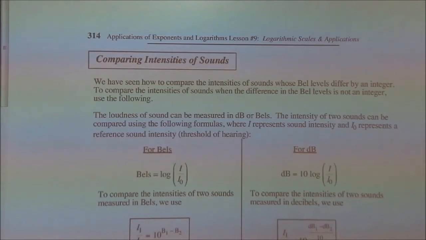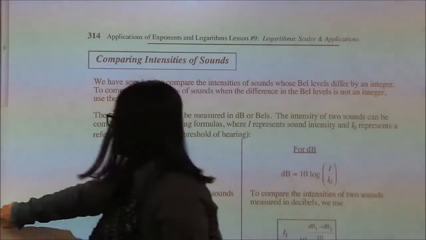Okay, so the next logarithmic scale has to do with comparing sounds.